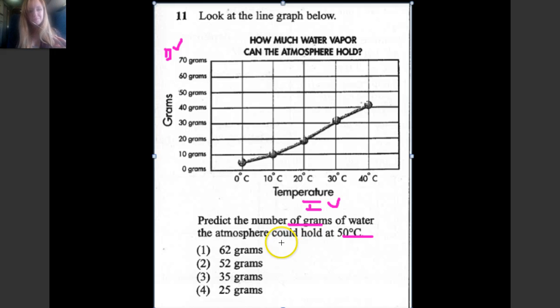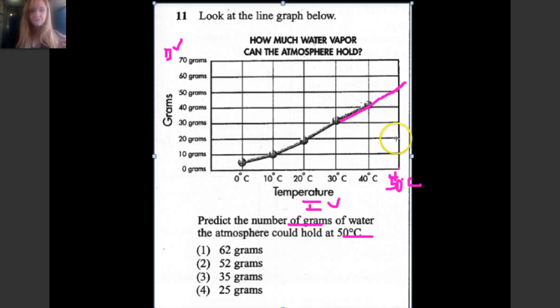Ooh, I like this problem. You'll see a lot of these on quizzes coming up, and just in general, it's a good skill to have. So I don't actually see 50 degrees Celsius. What I can do is predict by continuing the trend. The trend is increasing, and it's around the same slope. So this right here would be 50 degrees Celsius, right?